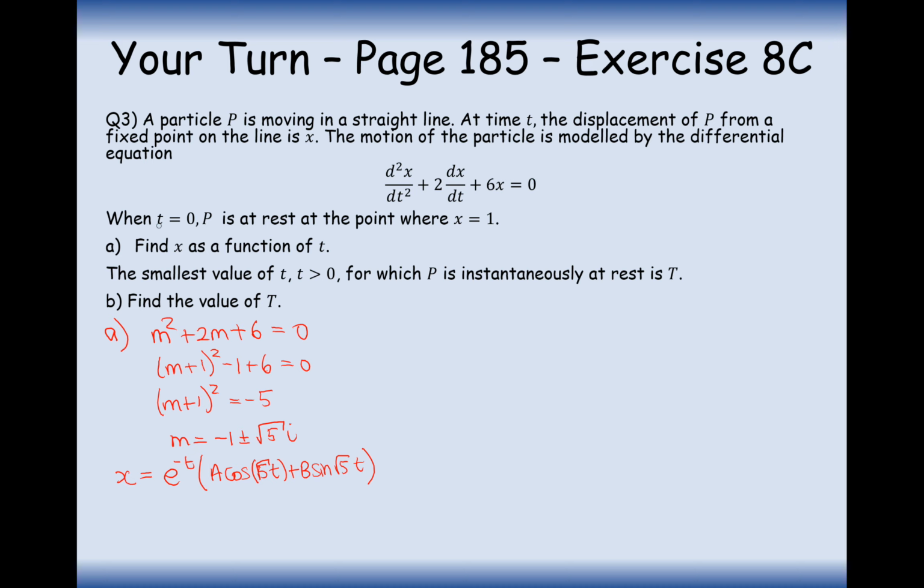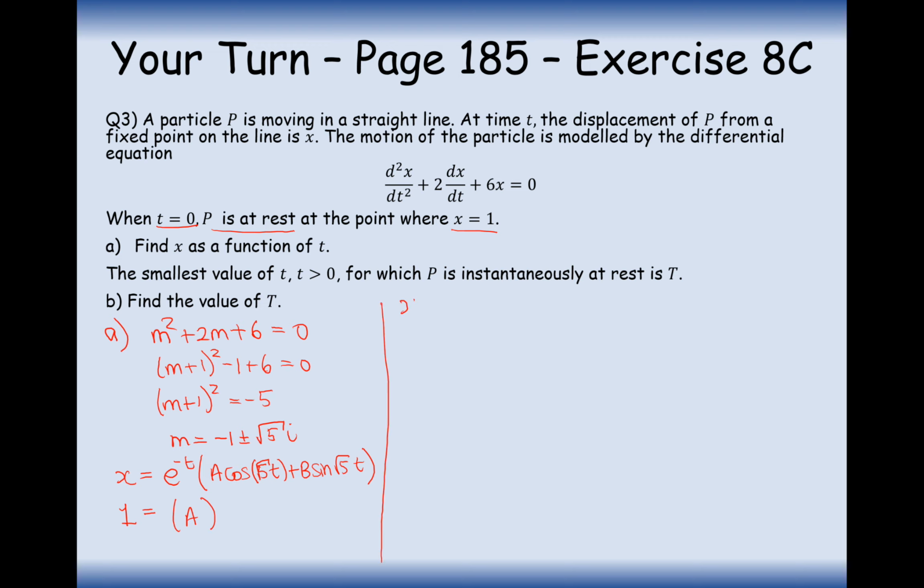But we can now plug in t equals 0, p is at rest, and x equals 1. So let's plug that in then. So it's going to be, first of all, 1 equals e to the minus 0, that's just 1. So it's going to be brackets a, and t equals 0, so that will just be 1, and t equals 0 here, so that will eliminate. So a equals 1.